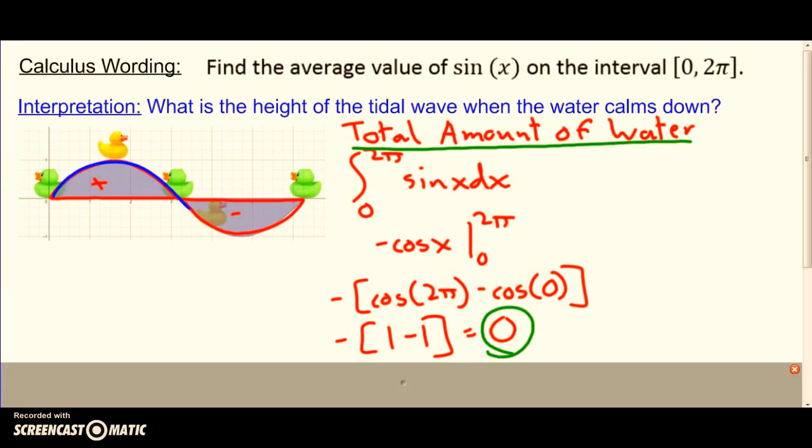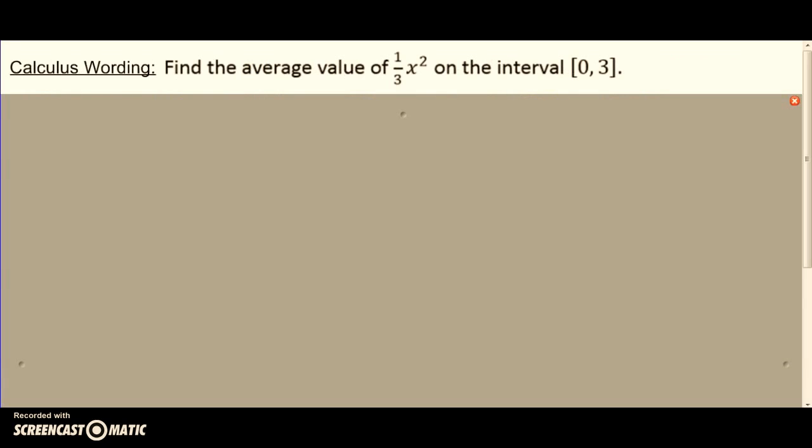If this was the original surface of the water, some above and some below ground level, as it starts to calm down, I still have to have a net amount of 0 water, which means the end result is 0 for the average value. It has to calm down to 0. On the next example, we'll look at one that does not calm down to 0.